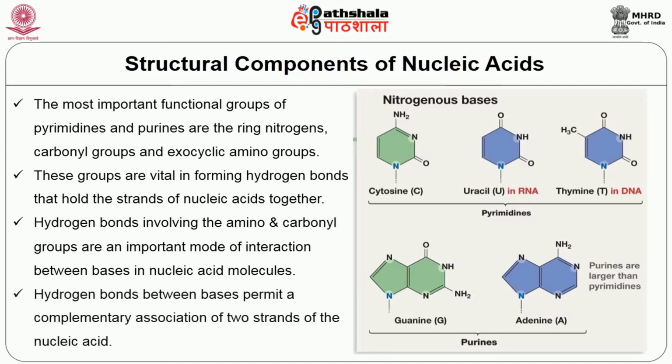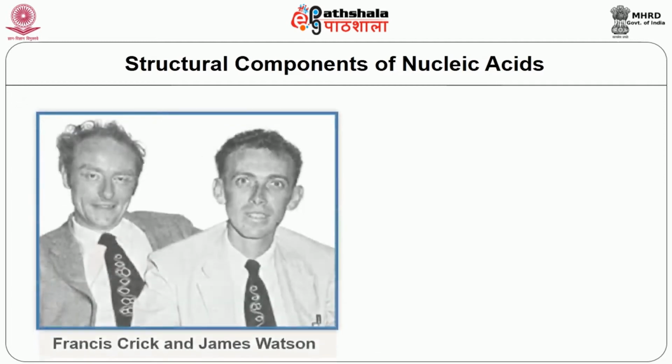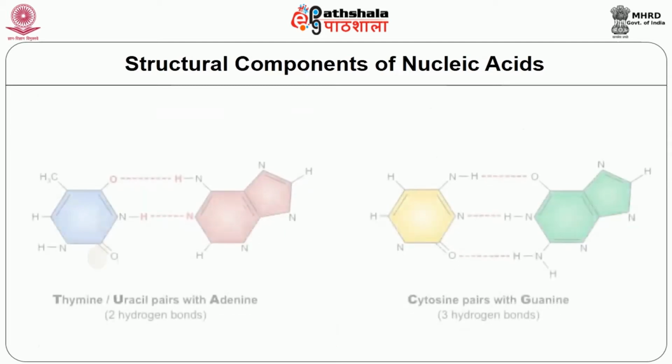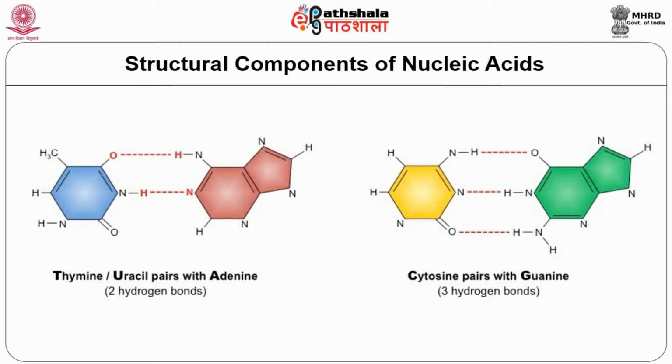Hydrogen bonds between bases permit a complementary association of the two strands of nucleic acid. The most important hydrogen bonding pattern are those defined by James Watson and Francis Crick in 1953, in which A bonds specifically to T in DNA or U in RNA, and G bonds specifically to C. These two types of base pairs predominate in the double-stranded DNA and double-stranded RNA.